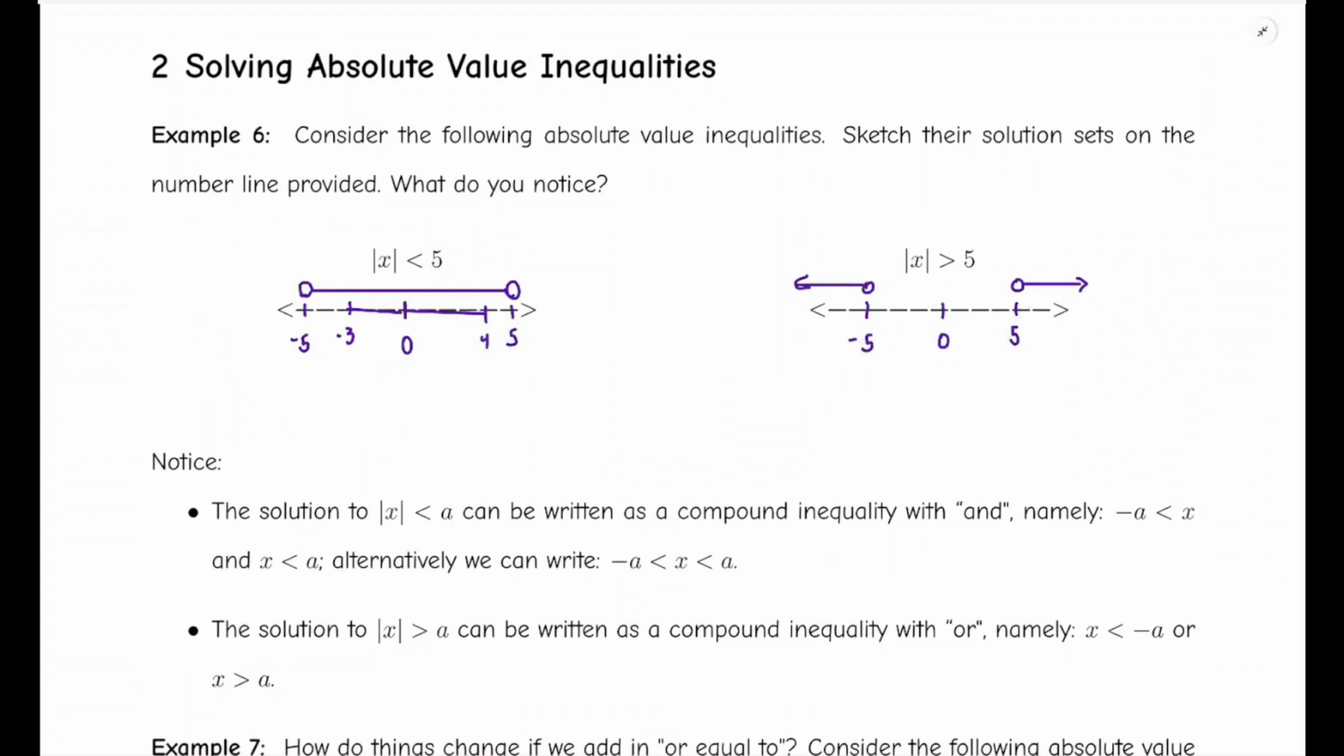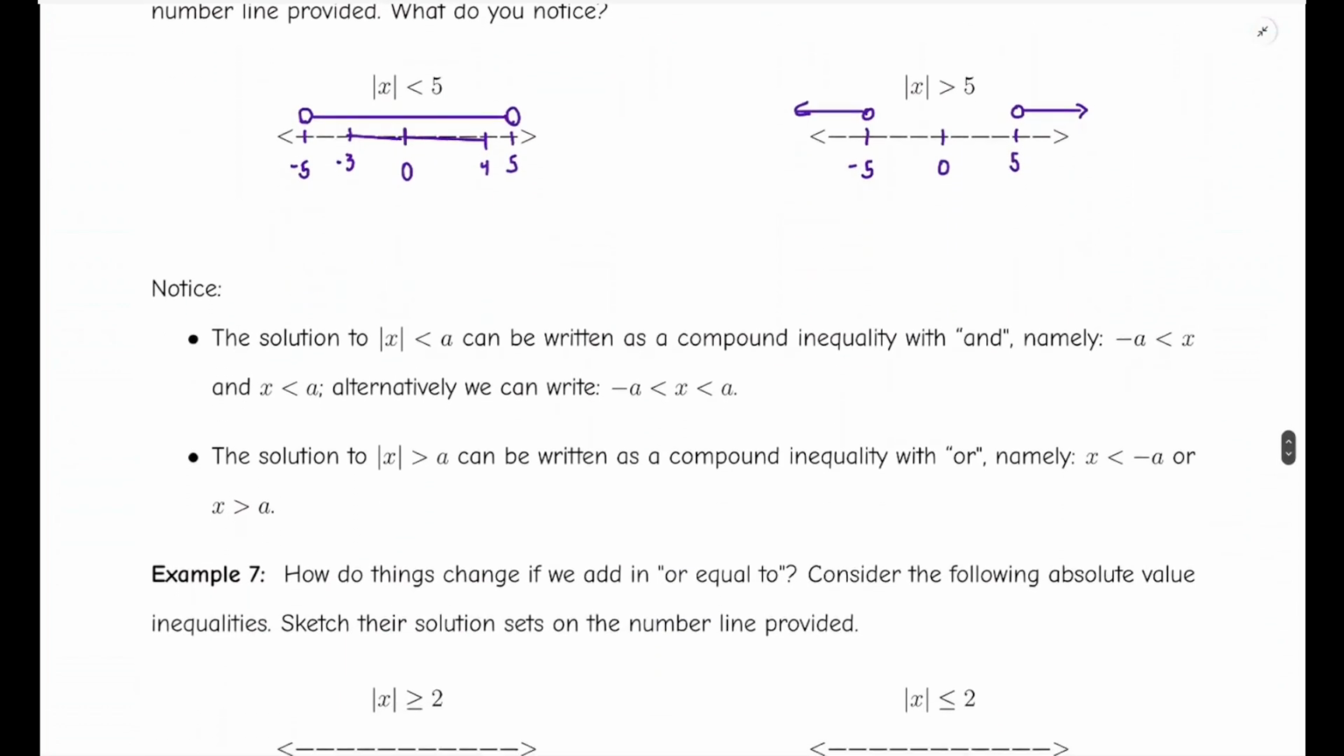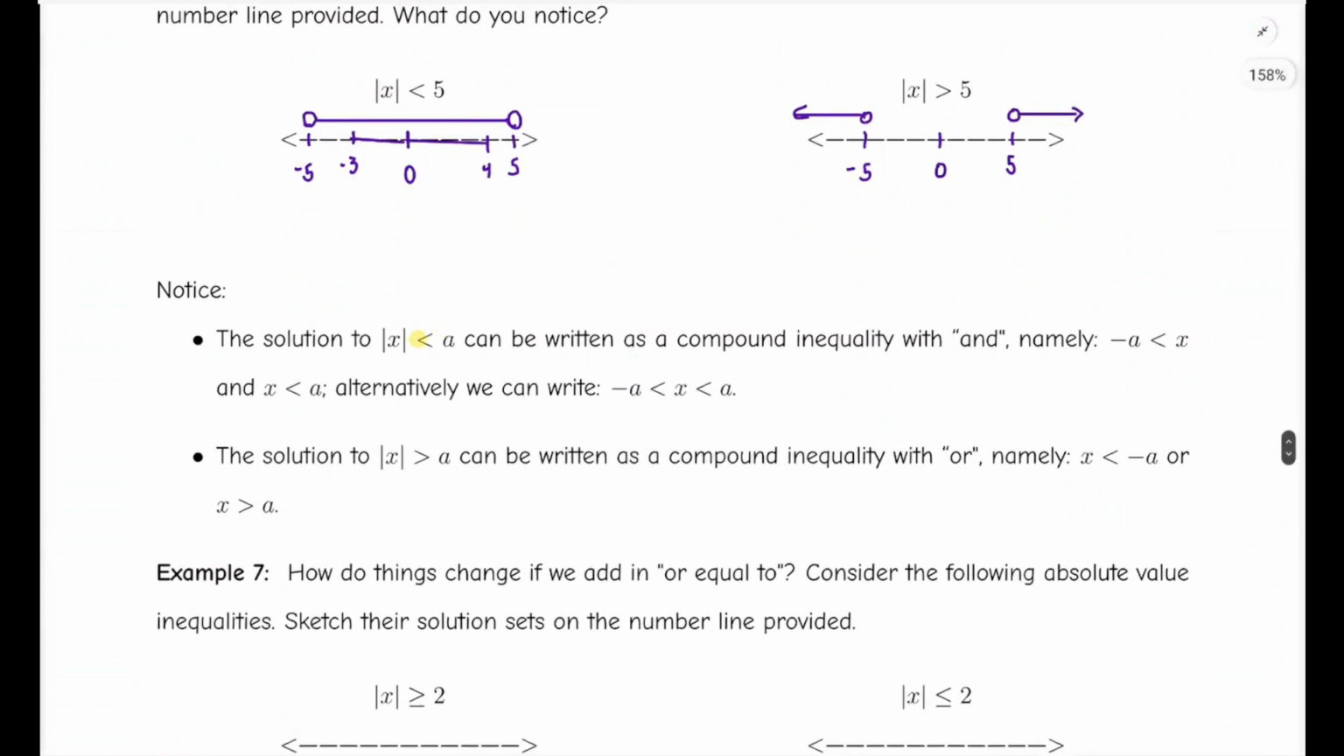The solution to the absolute value of x less than a can be written as the compound inequality with and, namely, -a is less than x and x is less than a. Alternatively, we can write it as the double inequality, -a less than x less than a. What I tell students to remember this is because this is less than, it goes with and. So the than and the and almost rhyme.